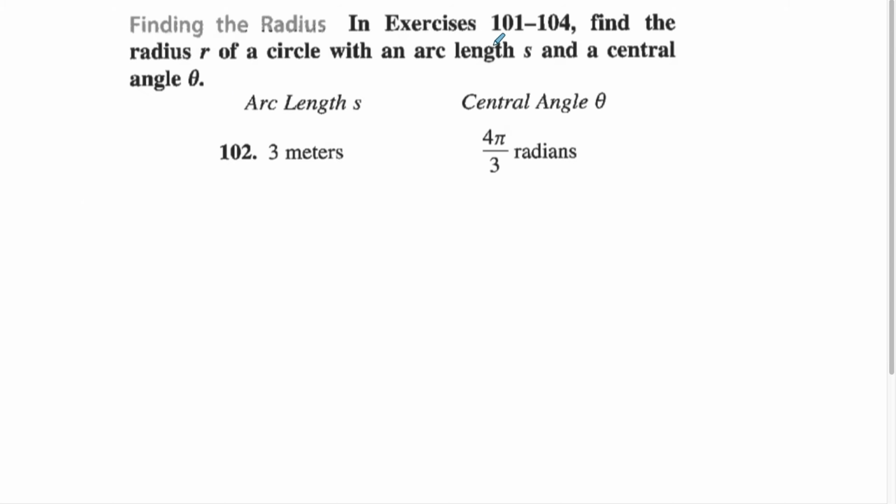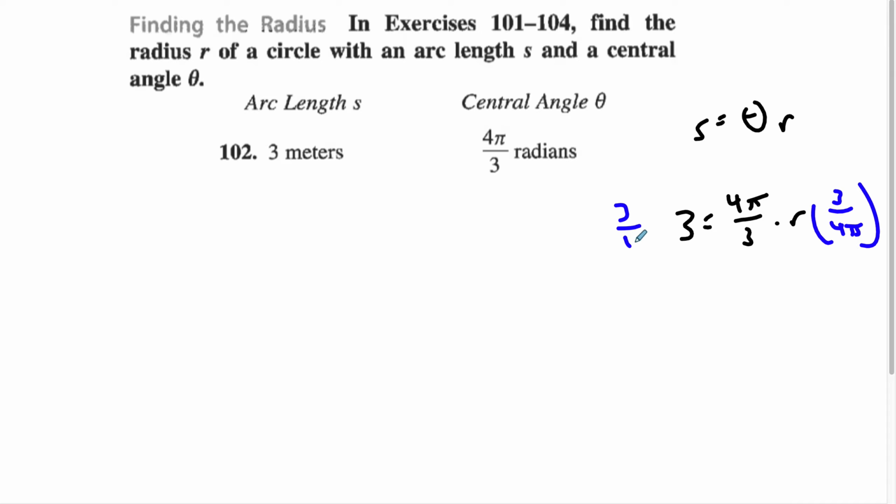So finding the radius. Find the radius of the circle. So once again, arc length equals theta r. Fill in what you know. 3 equals 4 pi over 3 times r. Multiply by the reciprocal, right? 3 over 4 pi. That'll cancel. So this is 9 over 4 pi is the radius.